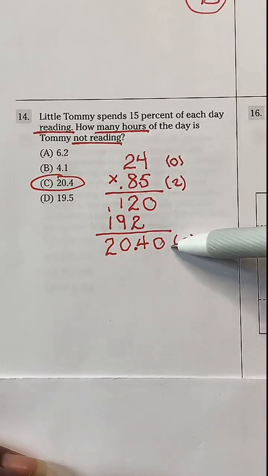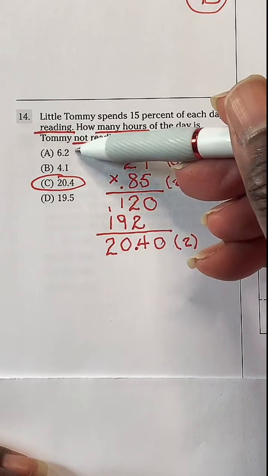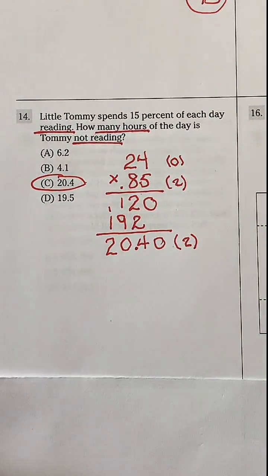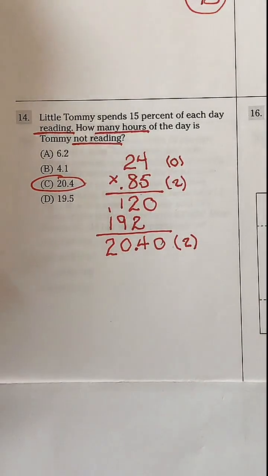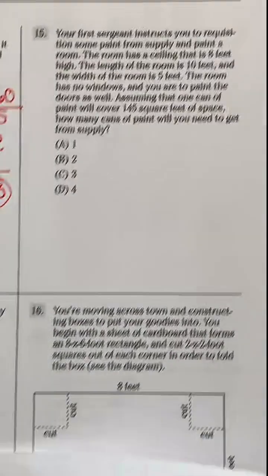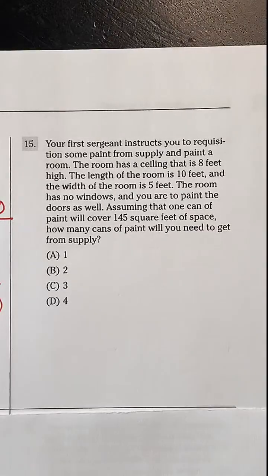Now, once you do this and you notice the numbers are 2040, which one matches? Oh, it's C. That's my answer. Circle it, bubble it, click it, and move on. Because remember, this is going to be a timed assessment. All right. The next two are going to be a little tough, but we definitely can get it done.